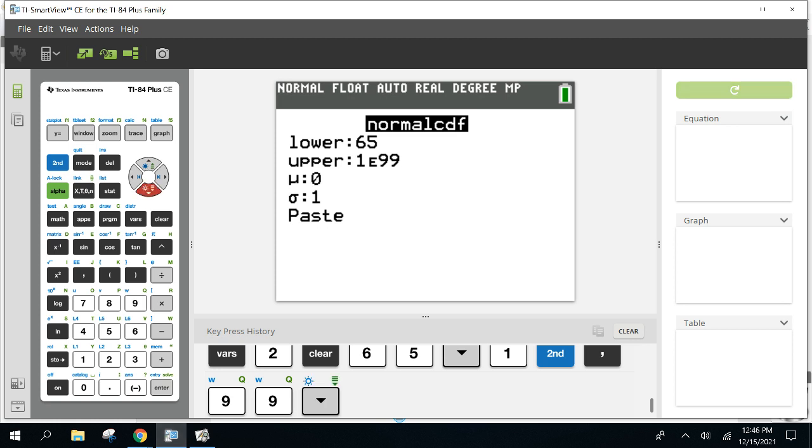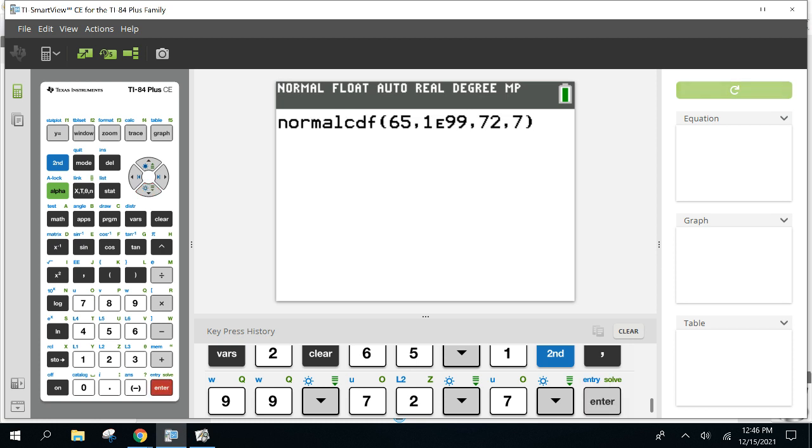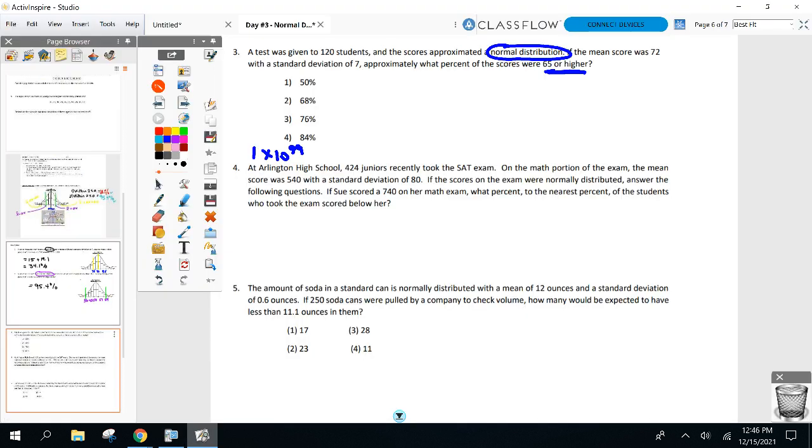What's this here? That's my mean. I mean, one, the calculator. 1, second comma, you got the E's there, 99. What was my mean on this one? 72. Okay, 72. Standard deviation of 7. Paste, and it'll give you this. Everyone see what's on your calculator screen? This is the work you show to get full credit or to get partial credit if you typed in something wrong. All right, so that's what I'm going to be looking for.